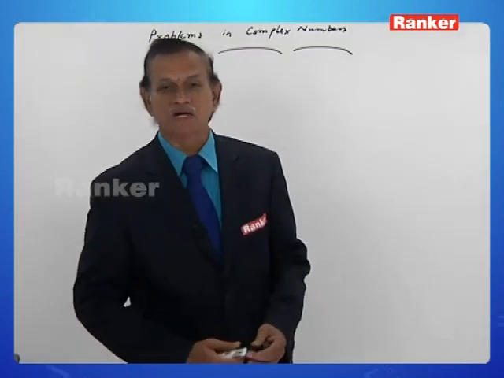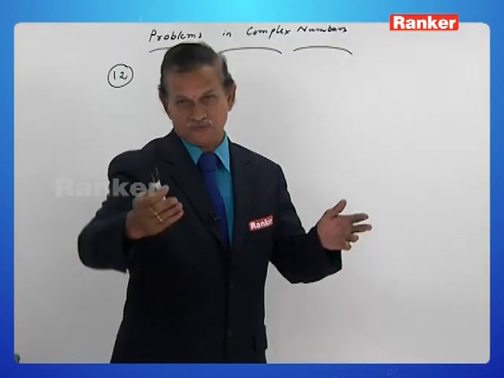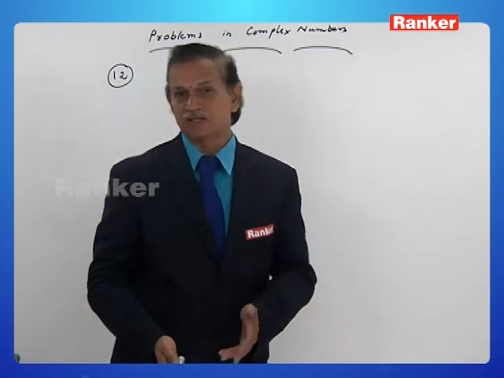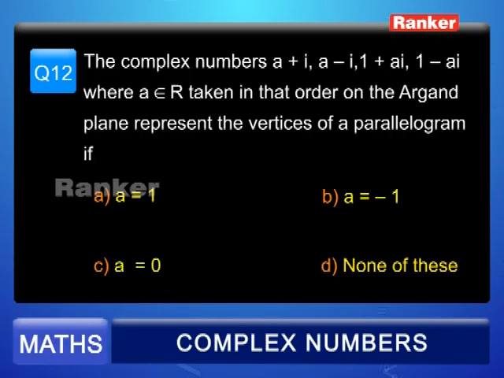The next question before us is question number 12. The complex numbers a + i, a - i, 1 + ai, 1 - ai, where a is a real number, taken in that particular order only on the Argand plane, represent the vertices of a parallelogram. He is asking us the value of a. The first option is a equals 1, second option is a equals minus 1, third option is a equals 0, and the fourth option is none.